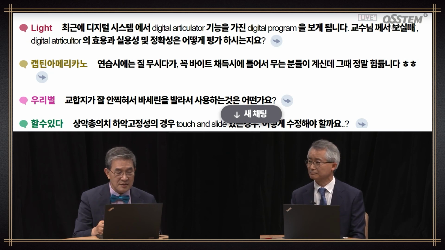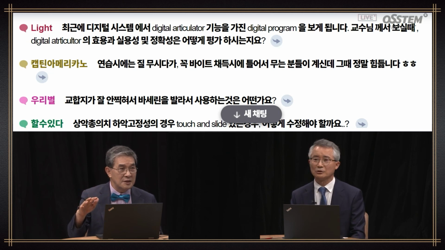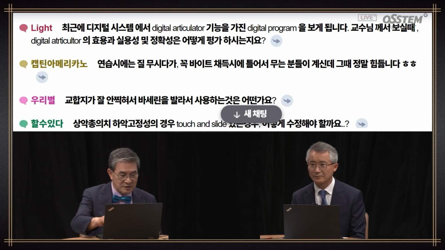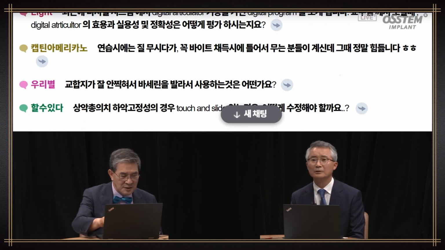A digital articulator is used when we use digital systems. We use this for teeth alignment. After you get the actual prosthesis, then it is difficult to utilize the digital program. When we do try-in, this cannot be utilized, so you need to use the actual articulator and do mounting.